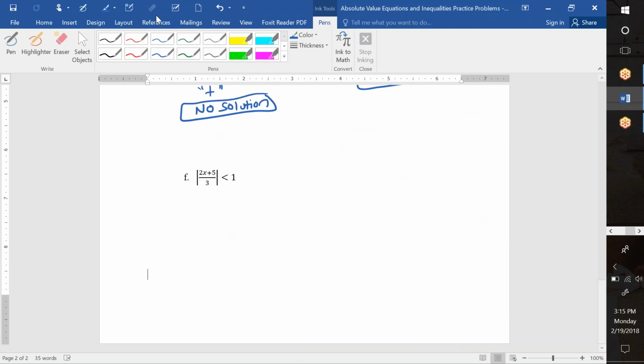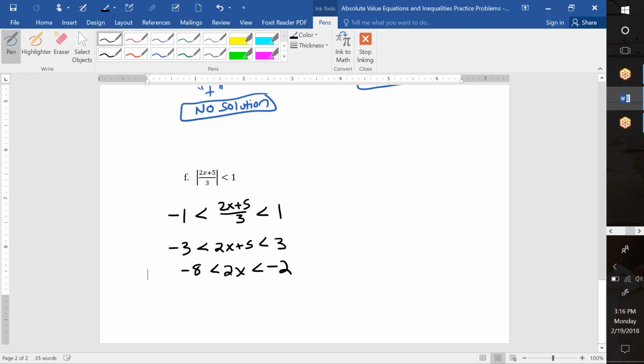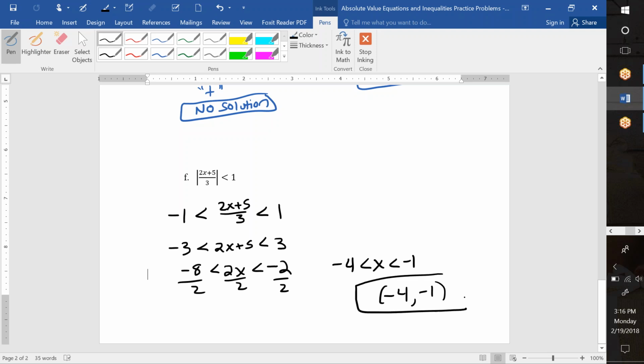And then the last one, it's a less than, so we're going to stick it in between, and it's got fractions. So this would be negative 1 is less than the 2x plus 5 over 3 less than 1. I would multiply everything by 3 to clear out that fraction. Subtract 5 all the way across all 3 sides, and then divide by 2. So this would be negative 4 is less than x is less than negative 1. So negative 4 to negative 1, both with parentheses.